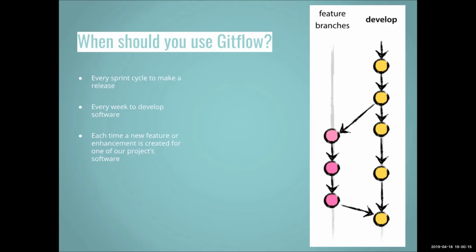At the end of the sprint cycle, you should have a deliverable feature or part of the software that you can release to a customer. That's what I'm saying when I say every sprint cycle to make a release. You should also use Git flow during the week, every week that you're developing software. And additionally, each time a new feature or enhancement is created for one of our projects or of software.